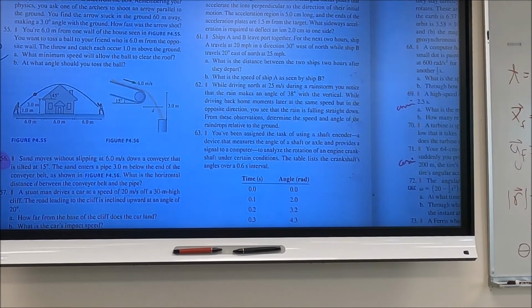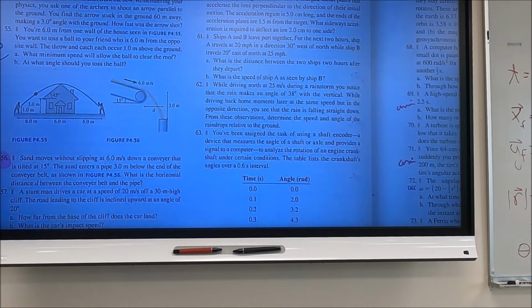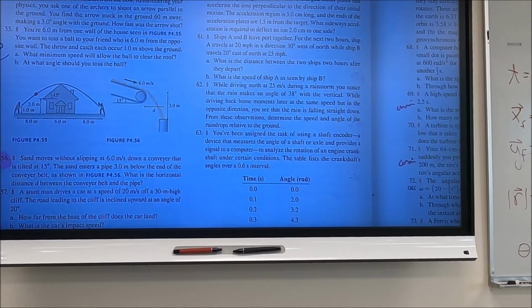It says you're 6 meters from one wall of a house, shown in 4.55. You want to toss a ball to your friend who is 6 meters from the opposite wall. The throw and the catch each occur 1 meter above the ground. What is the minimum speed that will allow the ball to clear the roof, and what is the angle you should toss the ball? Okay? Now, here's our drawing. I'm just going to build upon this drawing. I'm just going to do a simple version of that drawing to get us started.